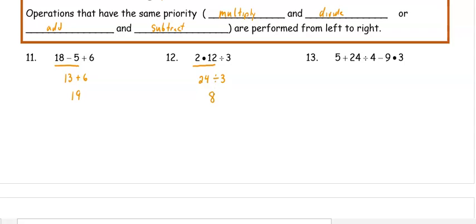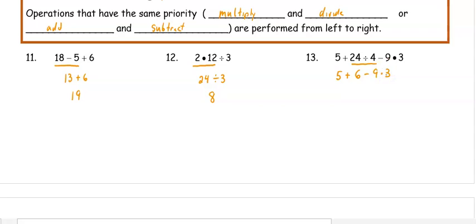Now 13 starts to get a little bit longer. We still have no parentheses or exponents. The first thing that we have in multiply and divide is a division, so we're going to divide first. Everything else stays the same. So we have 5 plus 24 divided by 4 is 6 minus 9 times 3.